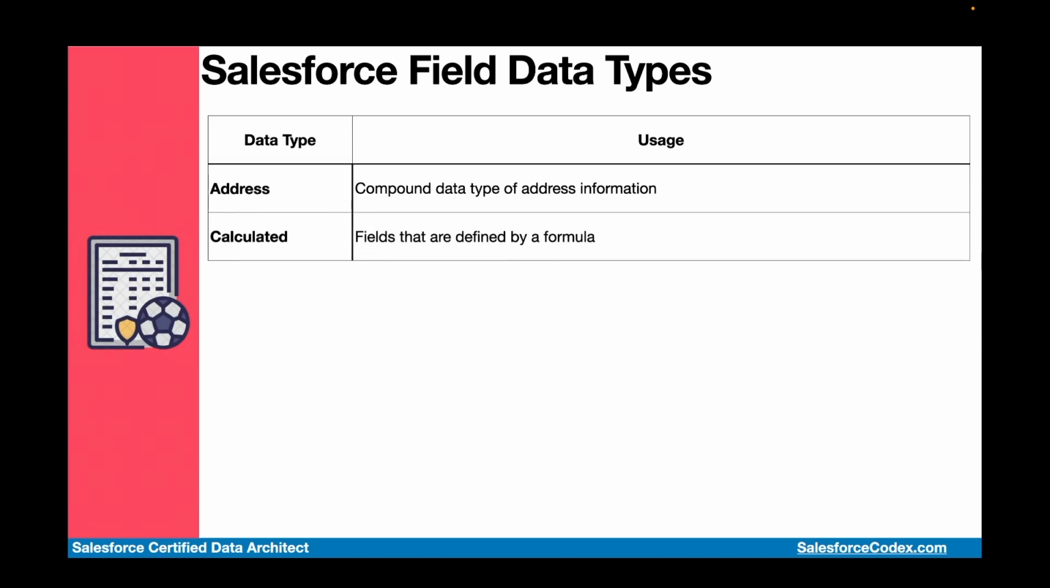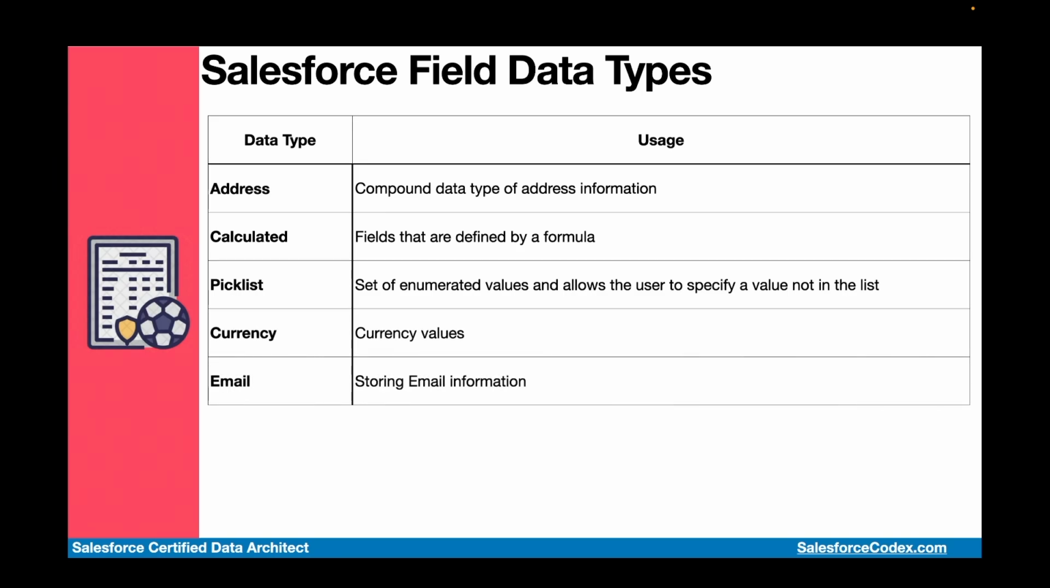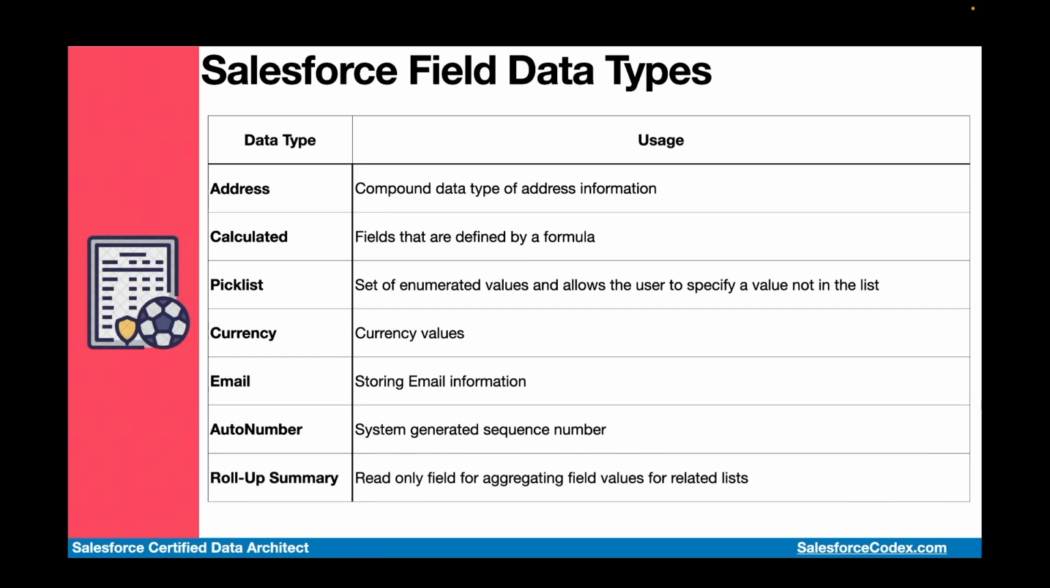Then we have calculated fields, which we can say are formula fields. We have picklist, which is a set of enumerated values, and it allows the user to specify a value which is in the list or not. Then we have currency, where we can set currency values. We can have an email field to store email information. We can have an auto number field, which will automatically generate numbers at runtime when the record is created. Then we have roll-up summary field, which is an aggregated data field for the children in the parent object. So we can count how many children we have for a particular account, right? So we can create a summary field for that kind of information.